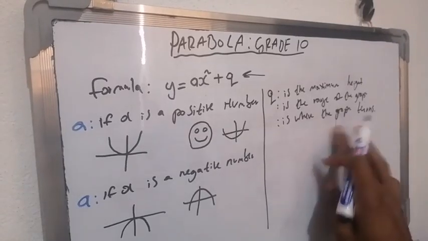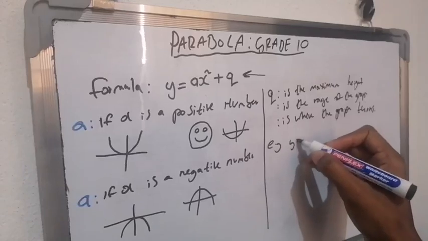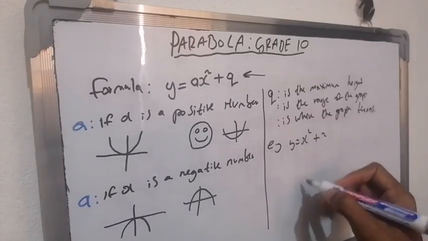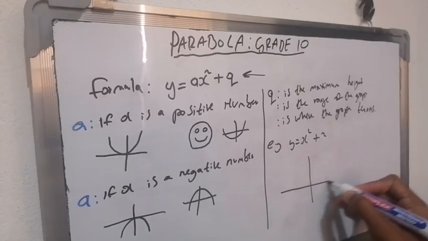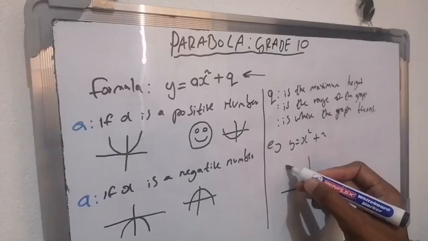For example, if I say to you, here's the formula, you have x squared plus 2. Understanding that the a is positive here, your graph will smile. Your graph will smile like that.